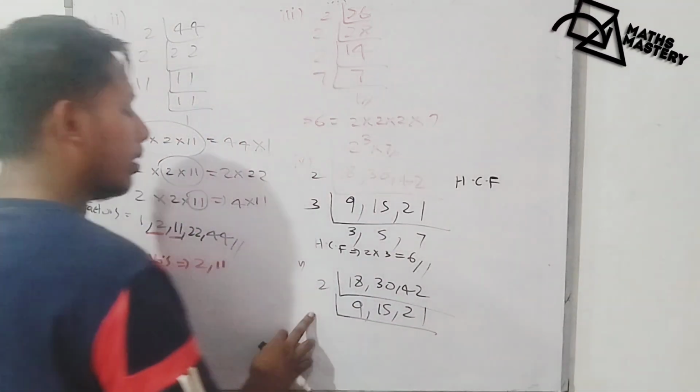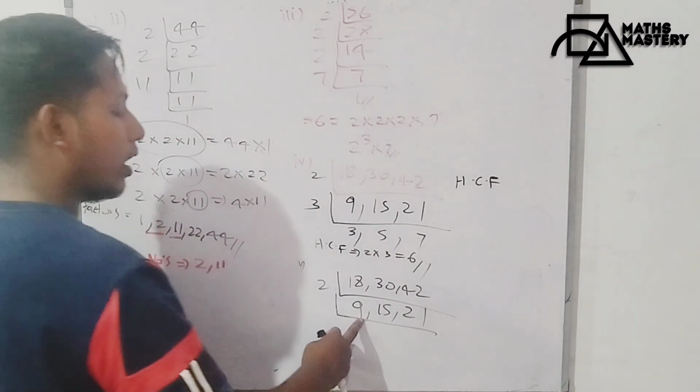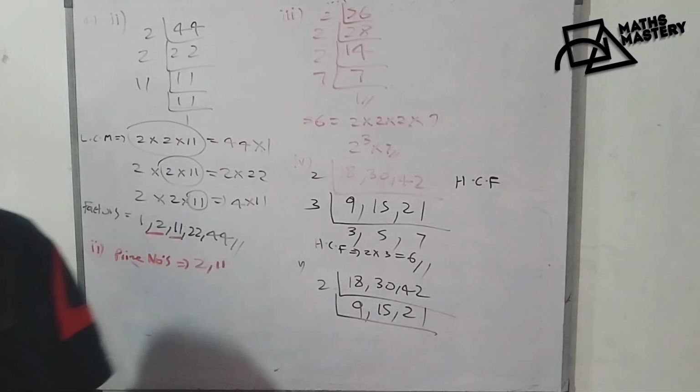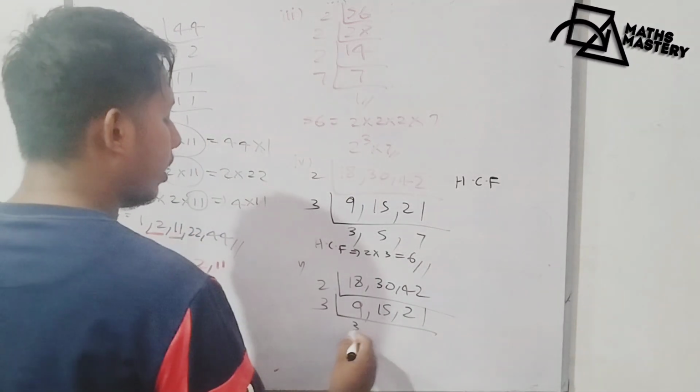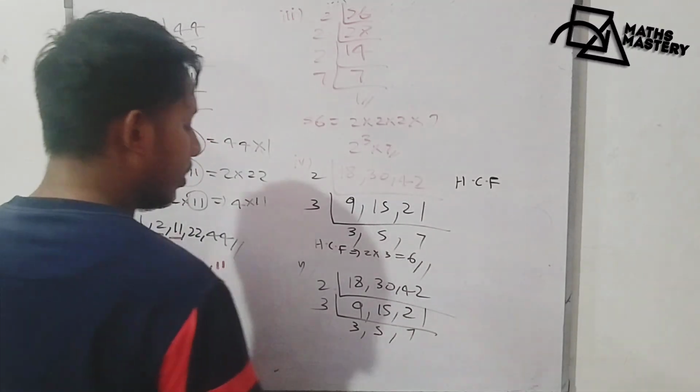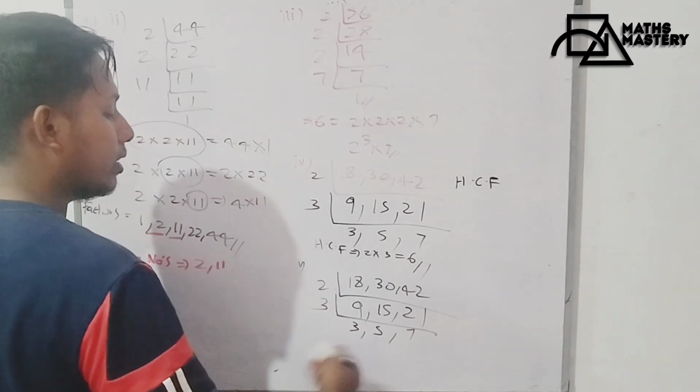Again, what number are you going to divide by? We have 9, 15, 21. Now, you can use 3. 3, 5, 7. But we are not going to stop here, because this is not yet the LCM.